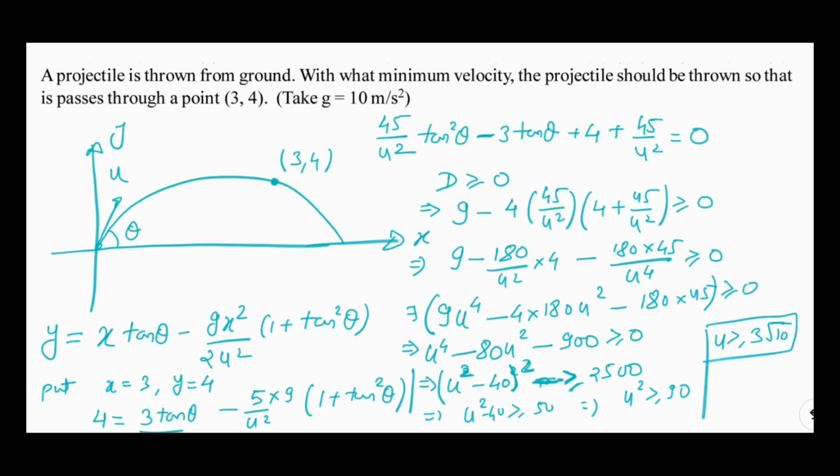This is the final condition on the initial velocity of the particle so that it may pass through the point (3, 4). The minimum velocity is now easily seen here. It's 3 root 10. Thank you.